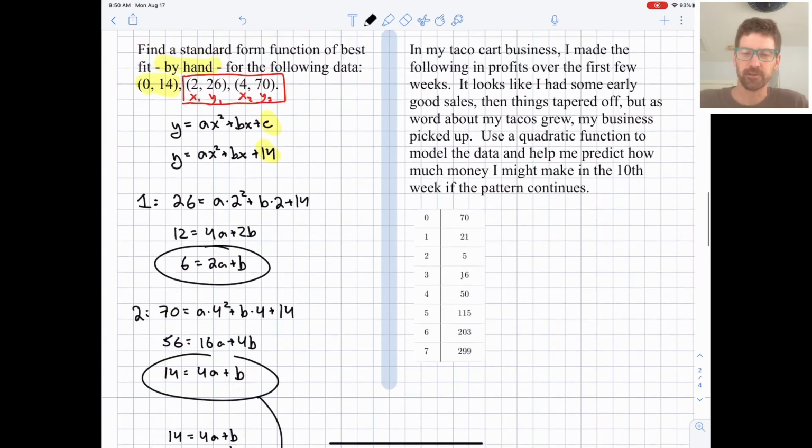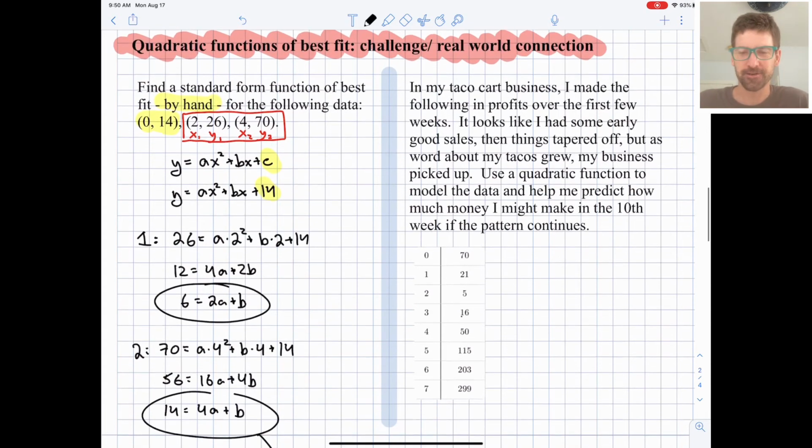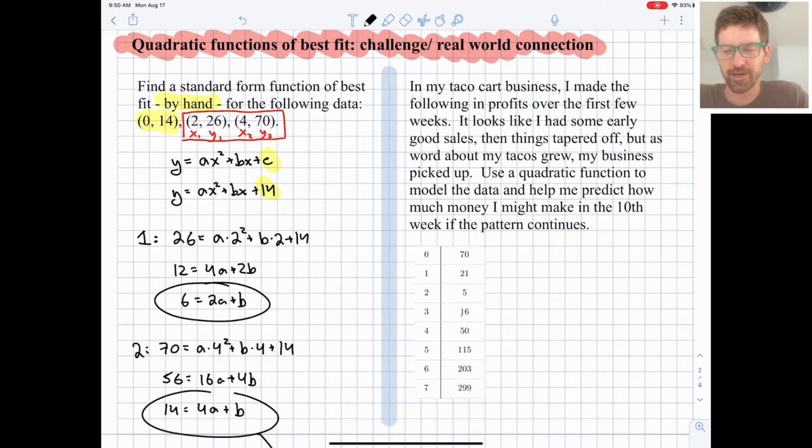All right, next one, a real-world problem here. In my taco cart business, I made the following in profits over the first few weeks. It looks like I had some early good sales, then things tapered off, but as word about my spectacular tacos grew, my business picked up. So use a quadratic function to model the data and help me predict how much money I might make in the 10th week. It looks like we have data up to the 7th week down here, and we want to try to predict how much money I might make in the 10th week.